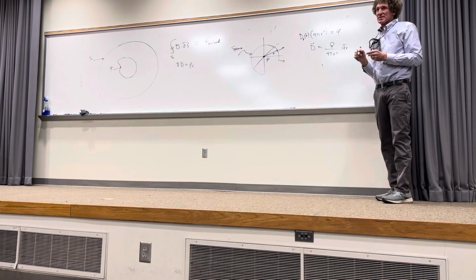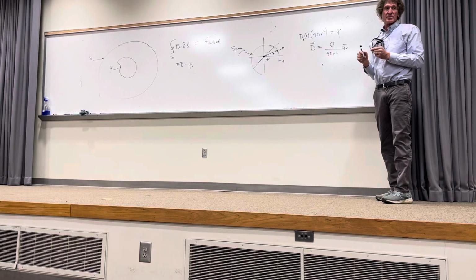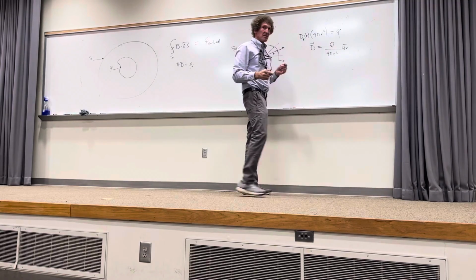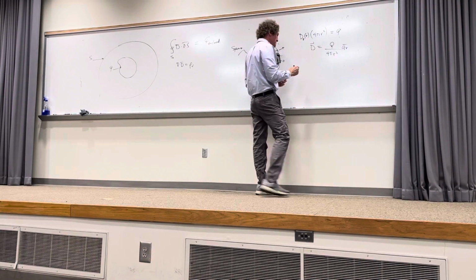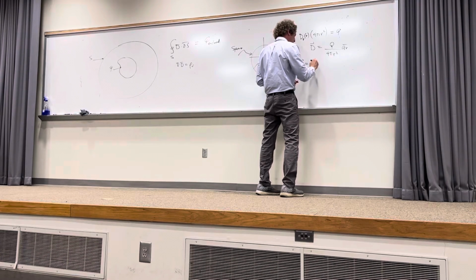Now that looks very similar to something you saw with the E field, right? The only difference is the E field has epsilon. So here's the deal. The relationship between the D field and the E field is real simple. It's D is equal to epsilon E.